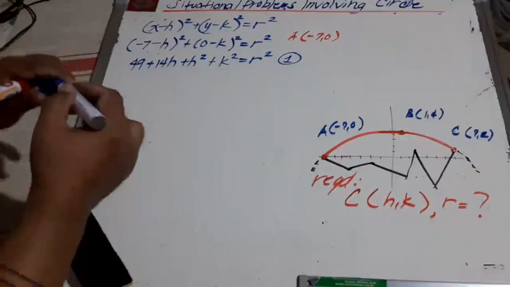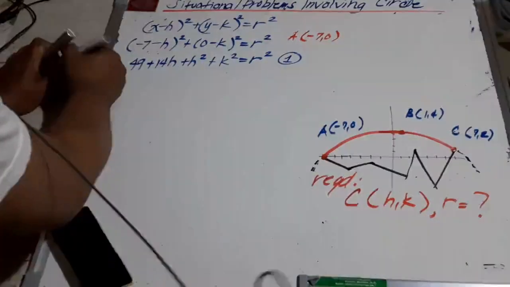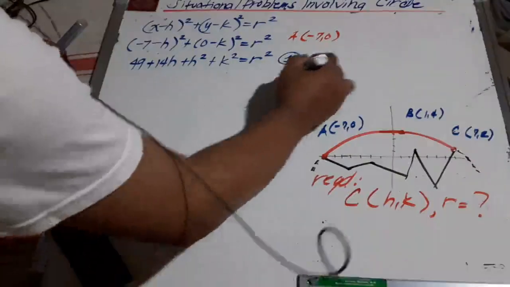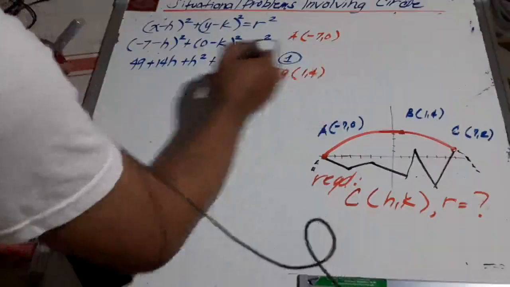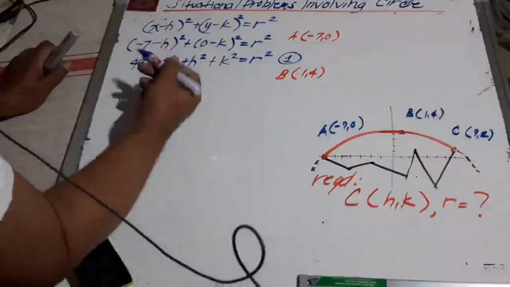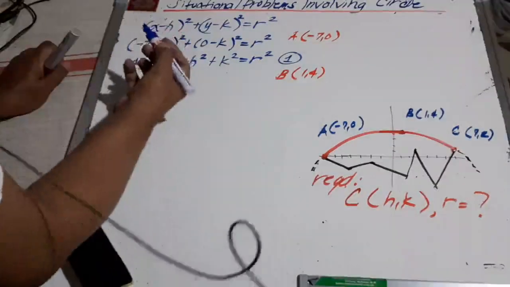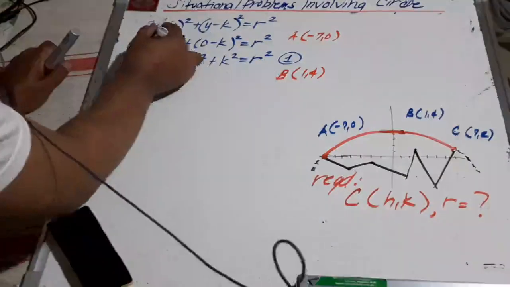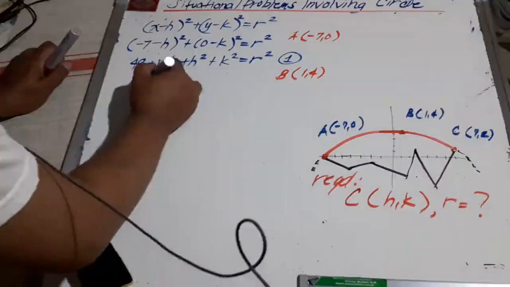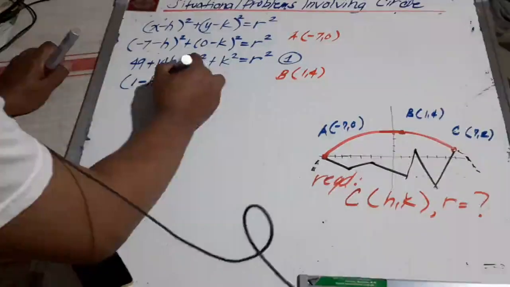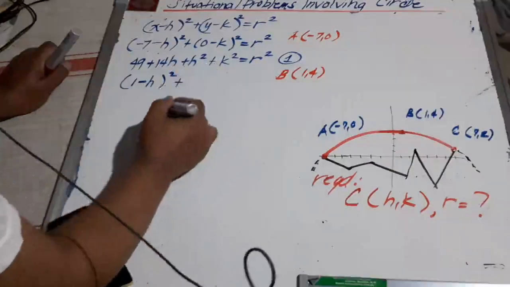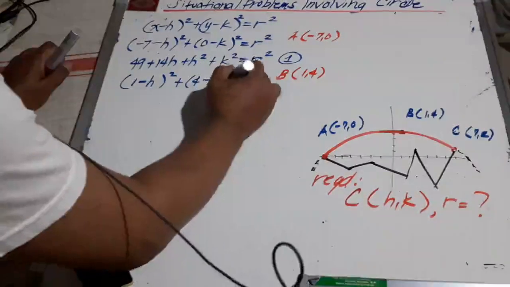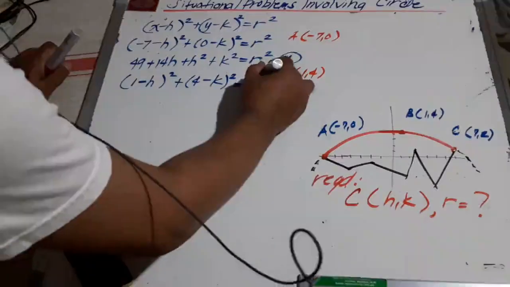Yan. Next is, apply naman natin si point B. Coordinates niya 1, 4. So substitute natin doon sa ating standard form with center at h, k. We have x is 1, so 1 minus h squared plus y is 4, 4 minus k squared equals r squared.